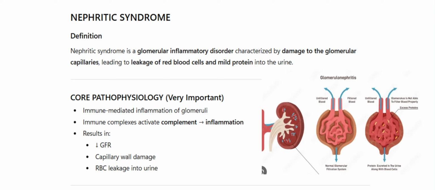Pathophysiology of nephritic syndrome. The main mechanism behind nephritic syndrome is immune complex-mediated inflammation. Immune complexes deposit in the glomeruli and activate the complement system. This causes inflammation, capillary wall injury, and reduced filtration surface. As a result, glomerular filtration rate decreases. Sodium and water are retained. Red blood cells leak into urine.